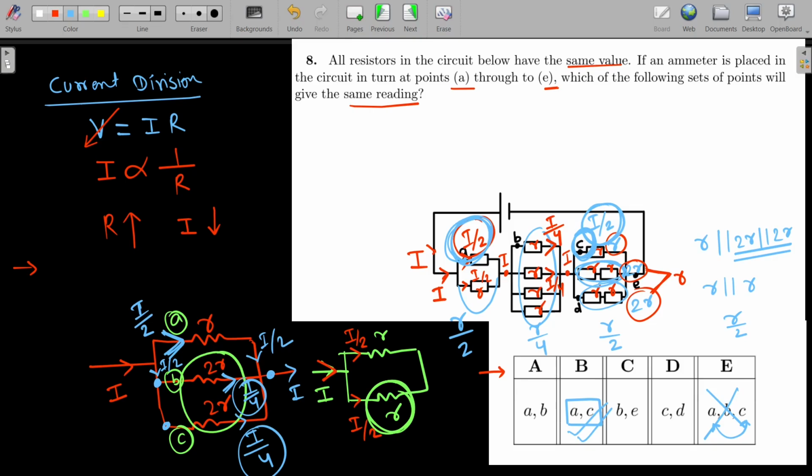I hope you have understood this question. There will be this kind of conceptual question in your paper, so please focus on your fundamental concepts.